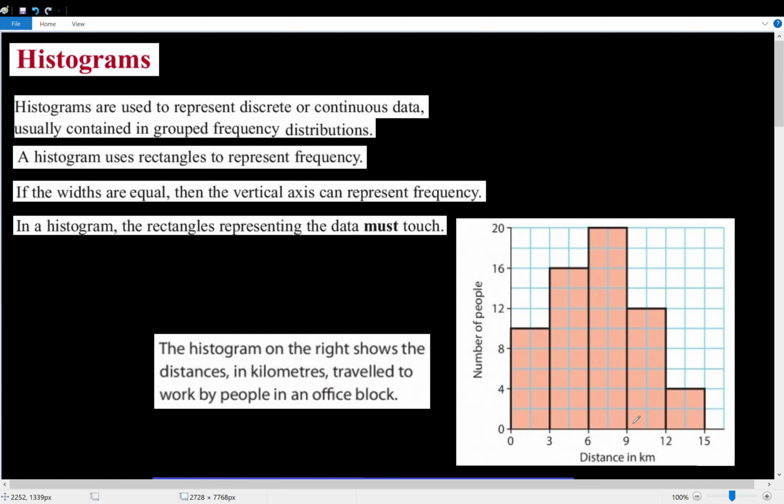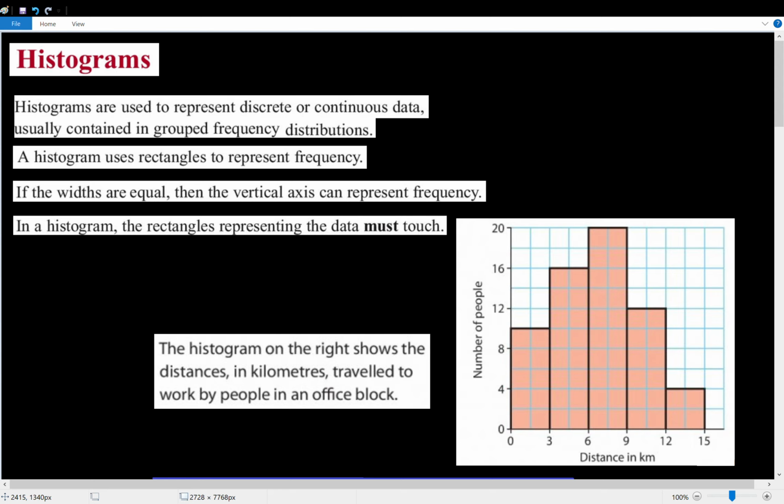If you look at the histogram we can see as our example here, this histogram on the right shows the distances in kilometers traveled to work by people in an office block. So we can see that 10 people travel between 0 and 3 kilometers to get to work. 16 people travel between 3 and 6 kilometers to get to work. 20 people travel between 6 and 9 kilometers to get to work. 12 people travel between 9 and 12 kilometers to get to work. And 4 people travel between 12 and 15 kilometers to get to work in this particular office block. So that's how we would read the information off a histogram.